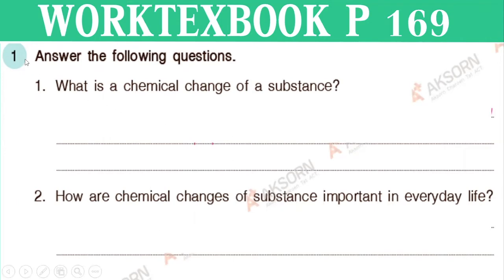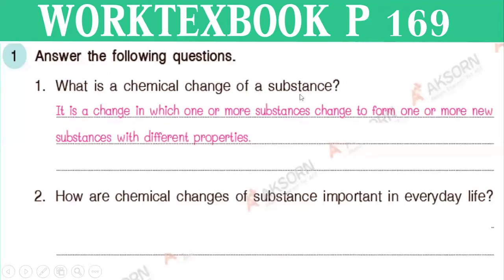Okay, so let's discover exercise 1 on page 169. Answer the following question. What is a chemical change of a substance? We know that a chemical change of a substance is a change in which one or more substances change to form one or more new substances with different properties, with new properties. So please pause the video and write it down. It's a change in which one or more substances change to form one or more new substances with different properties. Okay, this is a chemical change.